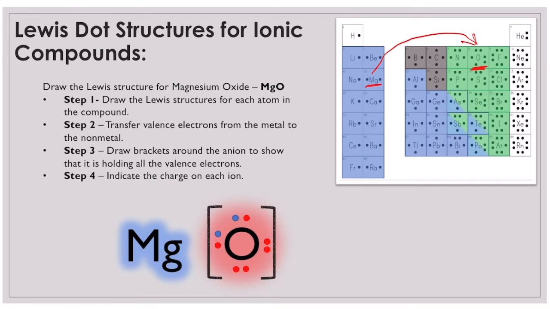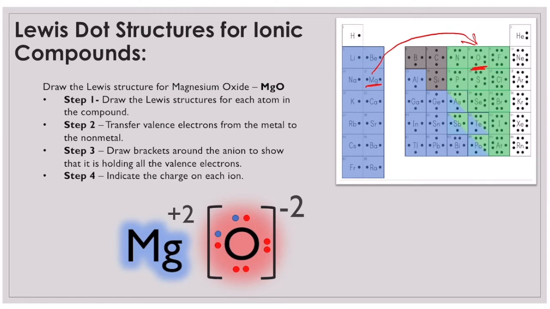And then we're going to draw our brackets around oxygen, showing that oxygen is the one that's now possessing all of those electrons. And we need to indicate the charges. Because magnesium lost its 2 electrons, it's going to have a +2 charge. And because oxygen gained those 2 electrons, it's going to have a -2 charge. All right, so this would be the completed Lewis dot structure for magnesium oxide.